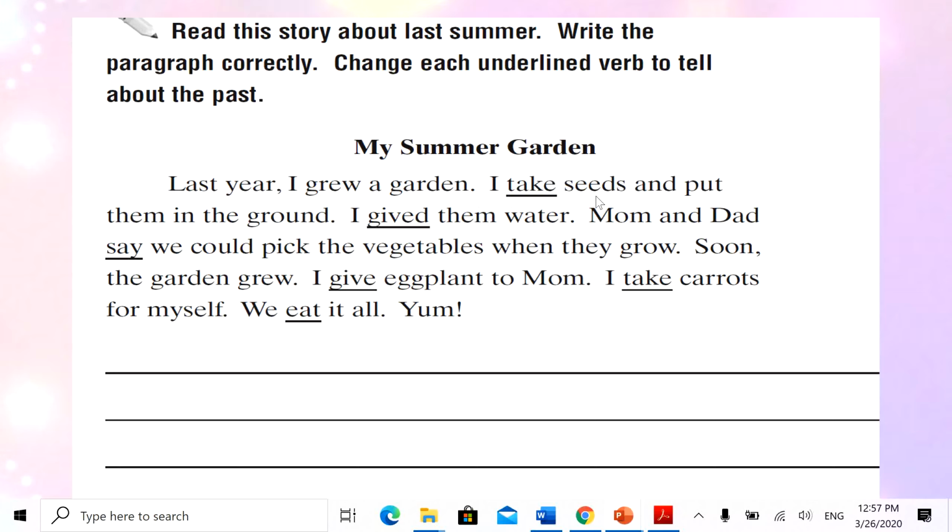I take seeds and put them in the ground. Read it, please. Now, can we keep take like this? Of course, we gotta change it. This is in the present. What's the past of take?